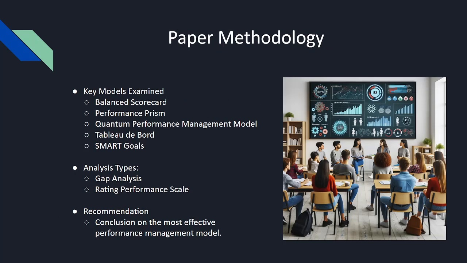Now we move into the paper methodology. So we're going to start off with the 5 models that we examined, which were the balanced scorecard, performance prism, quantum performance management model, tableau de bord, and SMART goals. As I said before, our 2 analysis types are the gap analysis and the rating performance scale. And then as well, we end with a recommendation, a conclusion of the most effective performance management model.